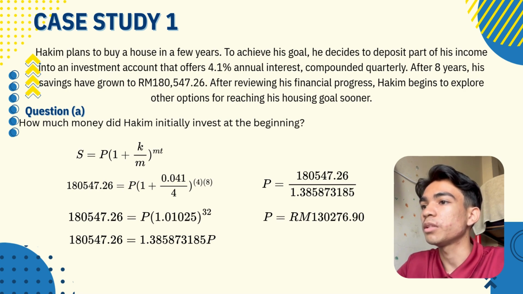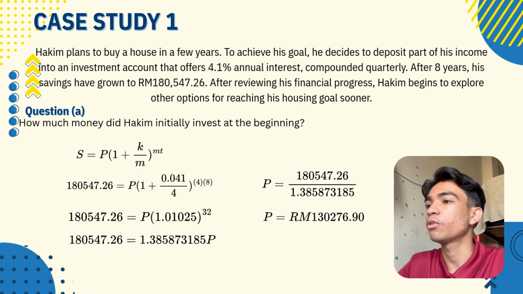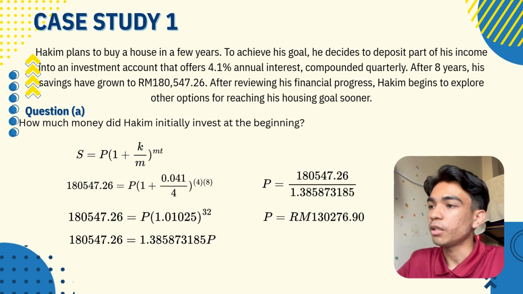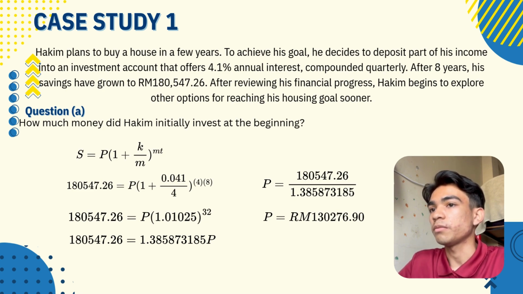Case study 1. Hakim plans to buy a house in a few years. To achieve his goal, he decides to deposit part of his income into an investment account that offers 4.1% annual interest compounded quarterly. After 8 years, his savings have grown to 180,547.26. After reviewing his financial progress, Hakim begins to explore other options for reaching his housing goal sooner. Question A. How much money did Hakim initially invest at the beginning? This question asks us to find the amount that Hakim invests at the beginning.